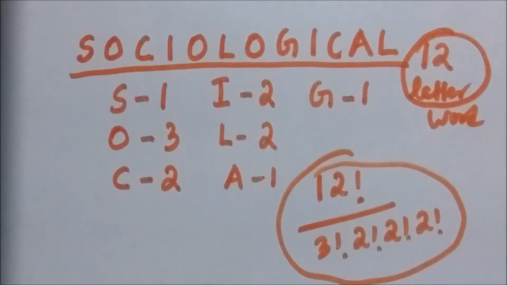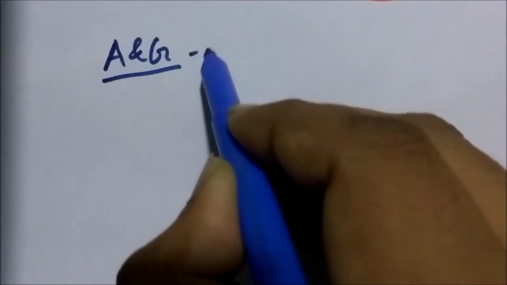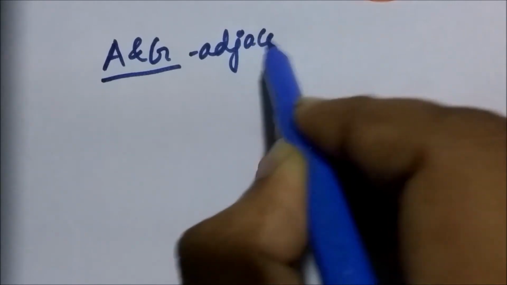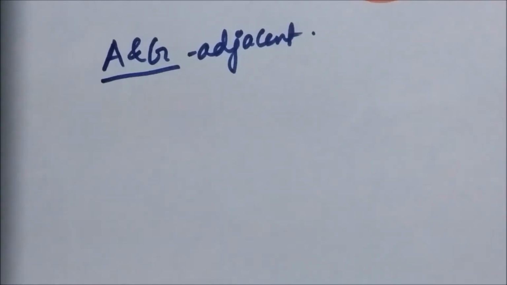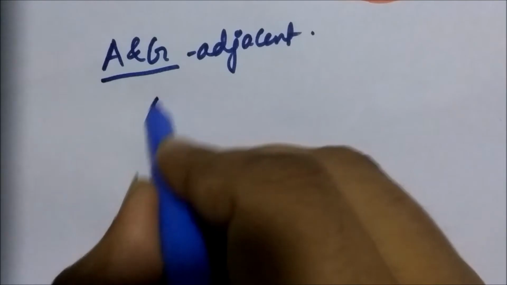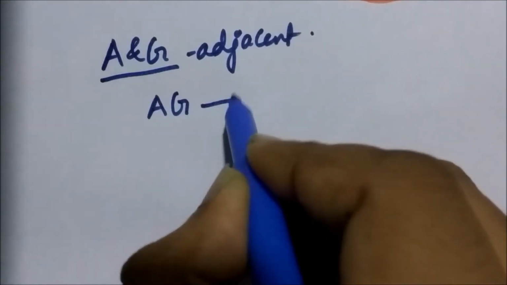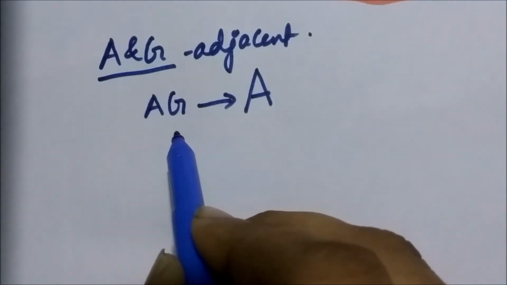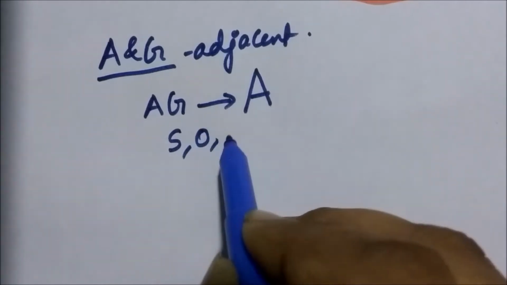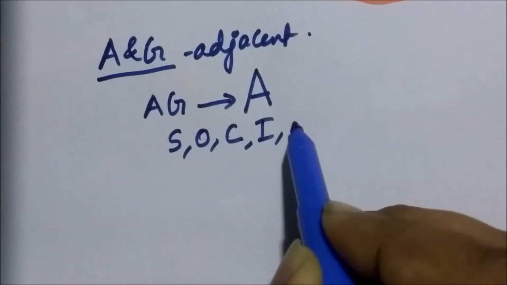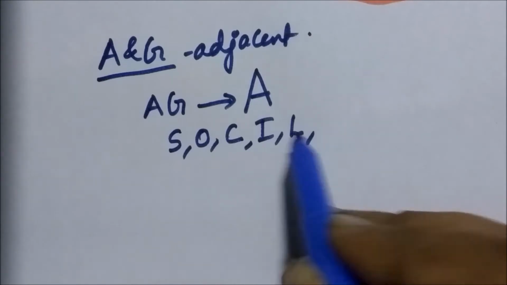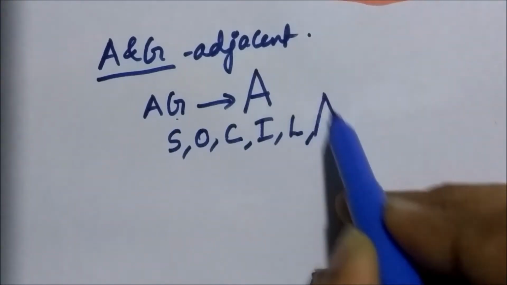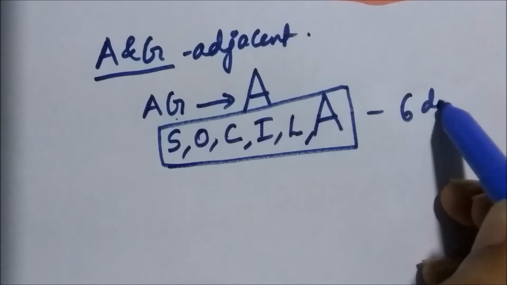But we have a restriction here that in the first question we want A and G to be adjacent, right? So the technique is that we combine these two letters into one single letter. Okay, so A and G, these two letters we combine into one big letter A. Okay, any letter will work. Say here I convert that into a big letter A. So now we have S, O, C, I, L and big A, a total of 6 distinct symbols.